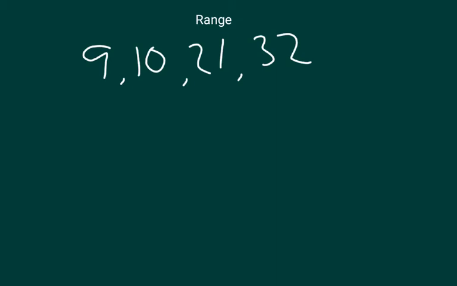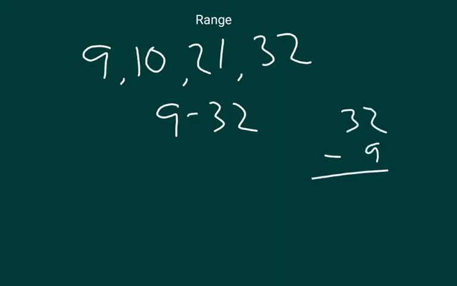Range is not considered a measure of central tendency, but it's important in statistics. It's simply the difference between the lowest number in a set, the 9, and the 32. And it can be expressed in two ways. You can just put 9 to 32. That's the range. Or to express it as a single number, you would have to find the difference between the high and the low. It should be 23. So you can either say the range is 9 to 32 or the range is 23. So if your directions say express the range as a single number, you have to do the subtraction problem.